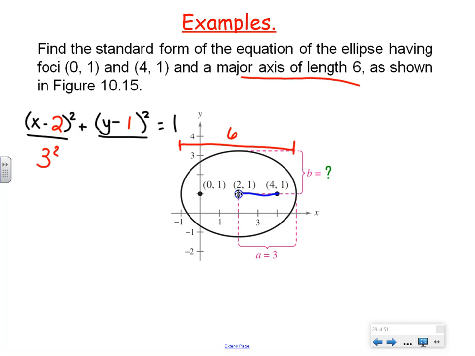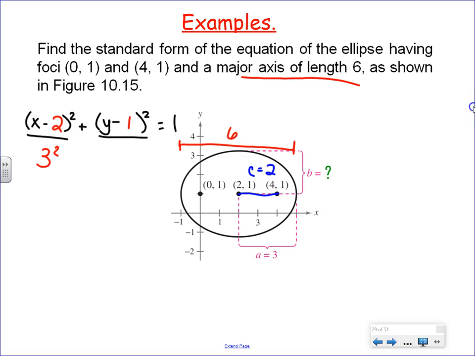C is the distance from the center to the foci. So kiddos, if they tell me the center is (2, 1) and the focus is (4, 1), I'm not trusting the graph, I'm trusting the points. If the graph measures up, what's the distance between x is 2 and x is 4? 2. So I know that C equals 2.